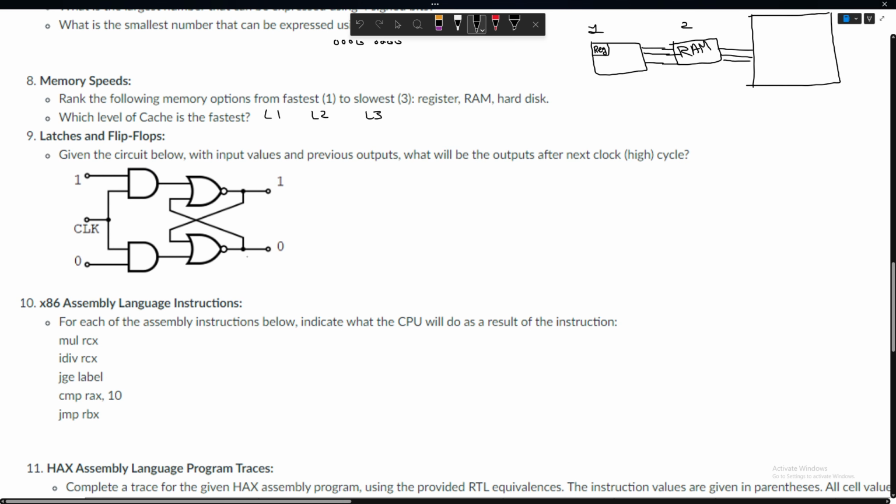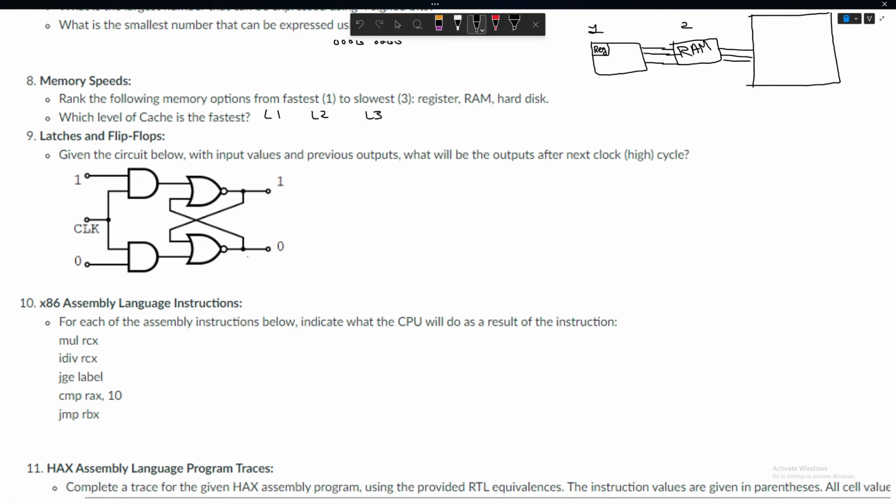Given the circuit below, and the previous outputs, what will be the outputs after the next clock high cycle? Next clock high cycle means it's 1. And so 1 and 1, this will give you 1. 1 and 0, this will give you 0. Right? Now, if this was 1, this is 1 and 1. And this is an OR. An OR will give you a 1, but since it's a NOT, this will give you a 0. Okay? And so that means this stays a 0. And now 1 and 0 will give you, well, this is an OR, and this will give you a NOT. Wait, something's off here.